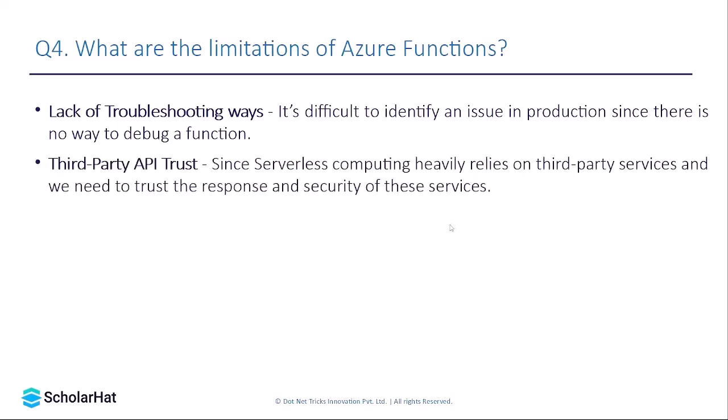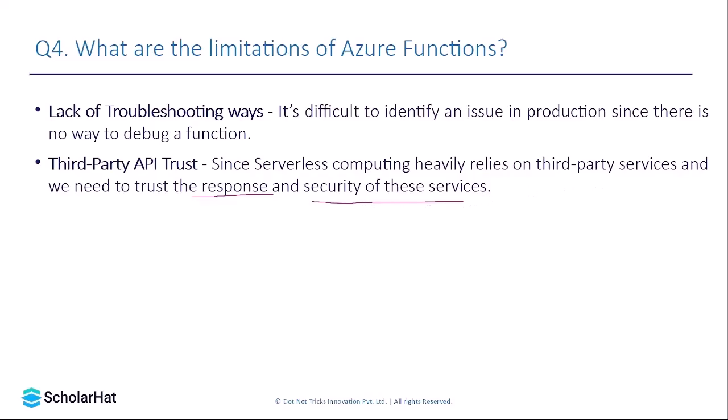The second is third-party API trust. Serverless computing relies heavily on third-party services, and we need to trust the response and security of these services. Whatever services are sending us a response, we need to rely on them, and we need to trust that the security mechanism they are using is up to date.